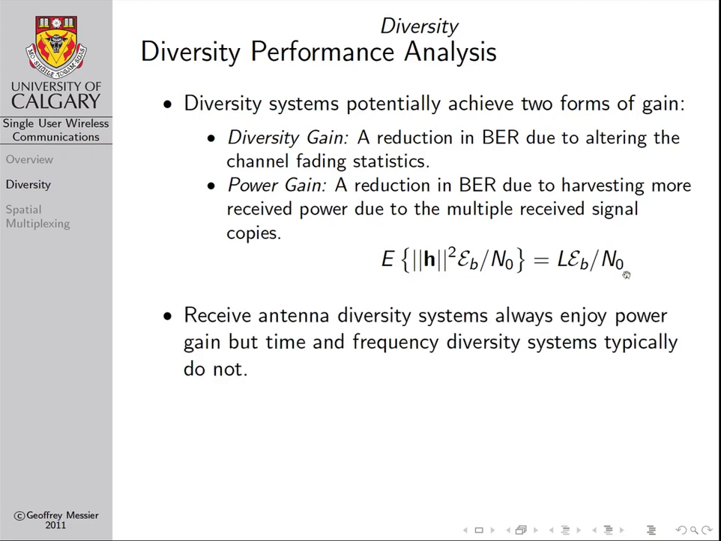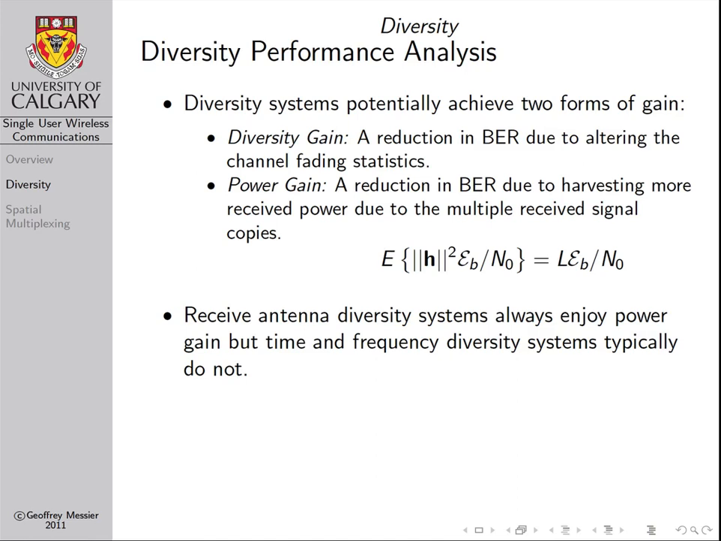However, it's important to note that not all diversity systems enjoy a power gain. For example, receive antenna systems always do enjoy a power gain, basically because we're putting more antennas into the environment. That means we can harvest more of the received power of the signal and we get an improvement in gain. However, in time and frequency diversity systems, we typically do not enjoy a power gain.